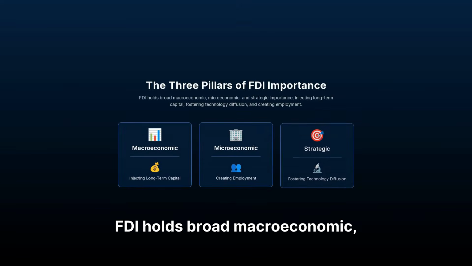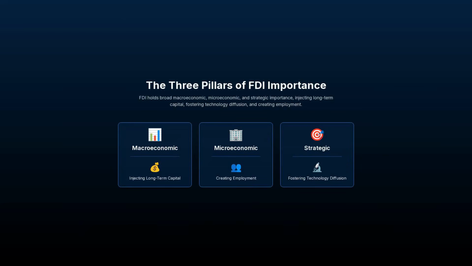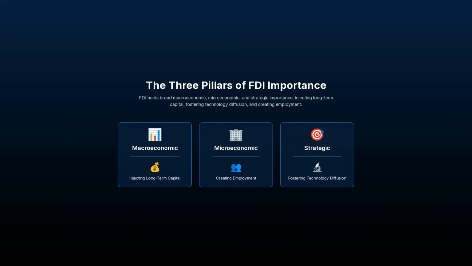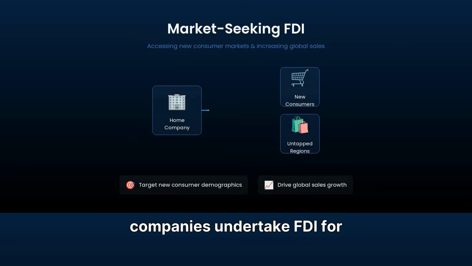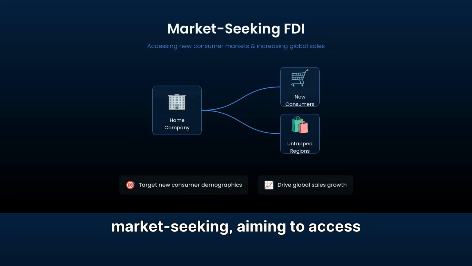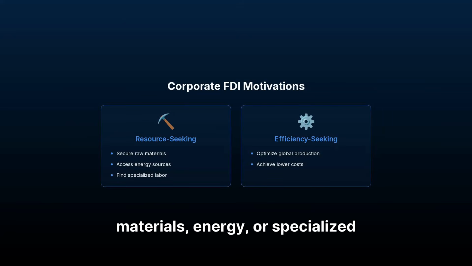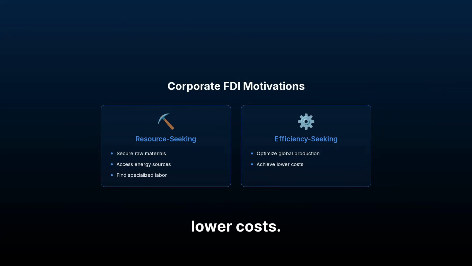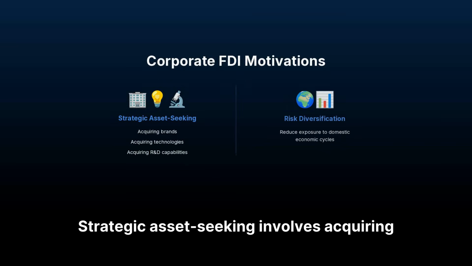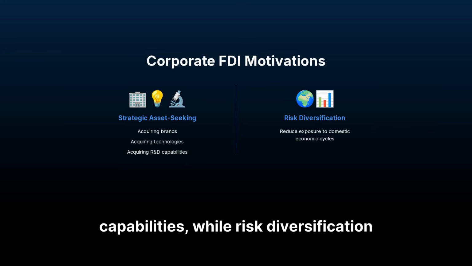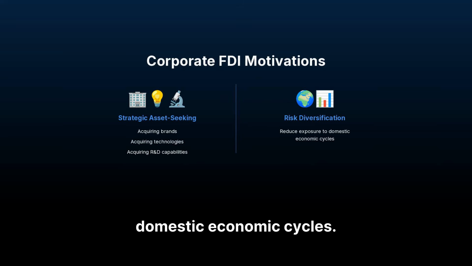FDI holds broad macroeconomic, microeconomic, and strategic importance, injecting long-term capital, fostering technology diffusion, and creating employment. From a corporate perspective, companies undertake FDI for strategic motivations such as market seeking, aiming to access new consumer markets and increase global sales. They also engage in resource seeking to secure raw materials, energy, or specialized labor, and efficiency seeking to optimize global production through lower costs. Strategic asset seeking involves acquiring brands, technologies, or R&D capabilities, while risk diversification helps reduce exposure to domestic economic cycles.